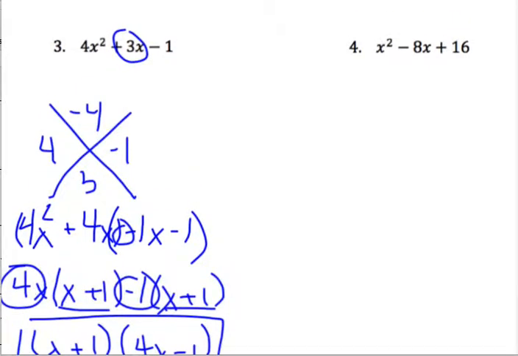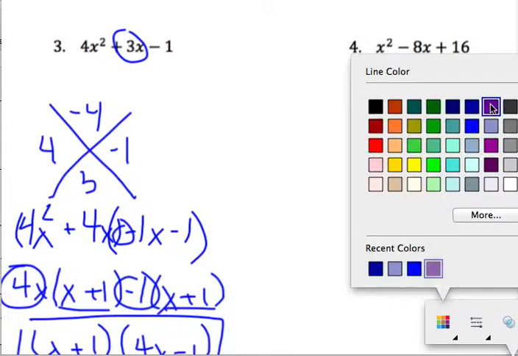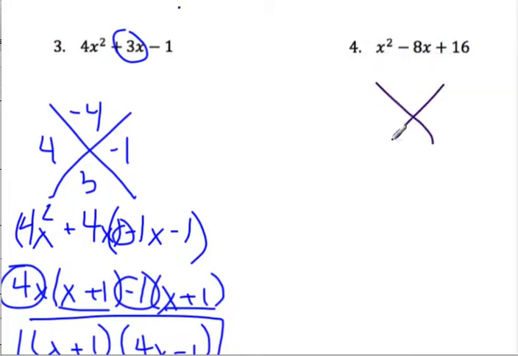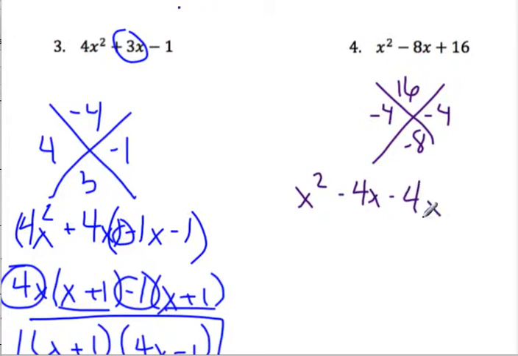Taking a look at number 4, there is no greatest common factor we can take out of x squared, 8, and 1. So I'm multiplying to 16 and adding to a negative 8. Here I have a positive product and a negative sum. So in order to add to a negative 8, I'm going to have to use negative 4 and negative 4. Both my numbers need to be negative to add to a negative sum. So then I get x squared minus 4x minus 4x plus 16. Again, splitting up that negative 8.